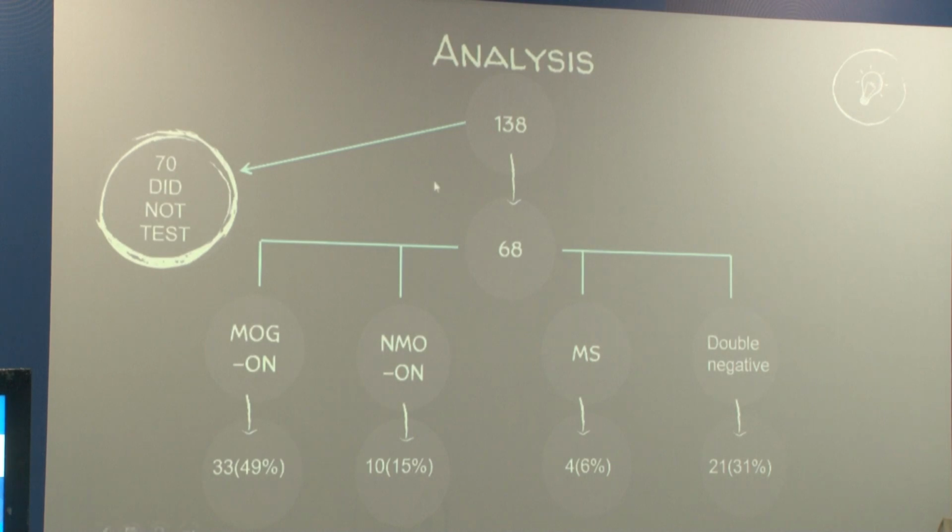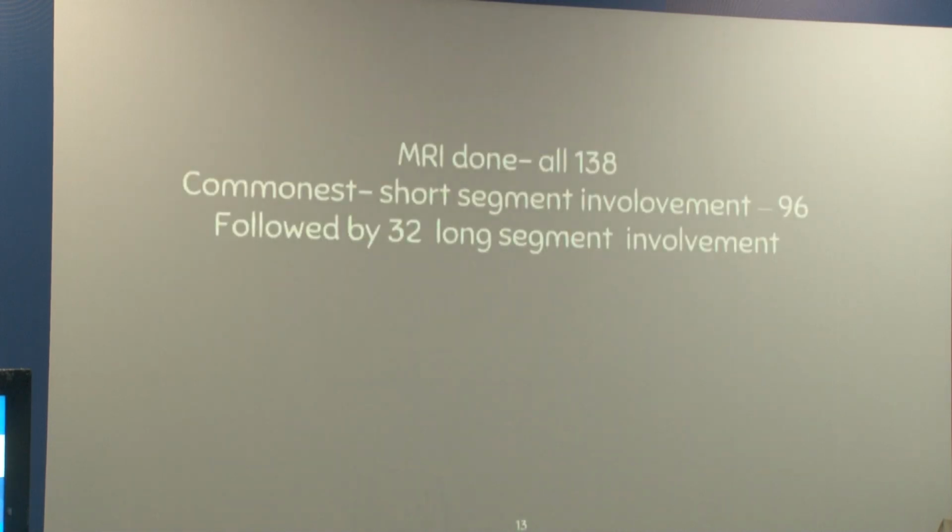Among 138 patients, only 68 patients did the serological test, out of which the majority were MOG optic neuritis positive, 15% NMO positive, 4 were multiple sclerosis, and 21 were double negative. The thing to be highlighted here is that 70 patients did not do the test because of financial constraints. However, MRI was done in all 138 patients, and the commonest finding was short segment involvement.